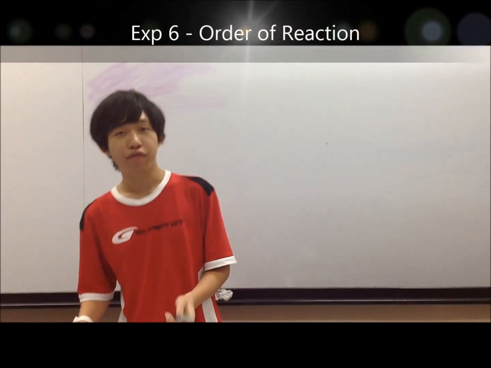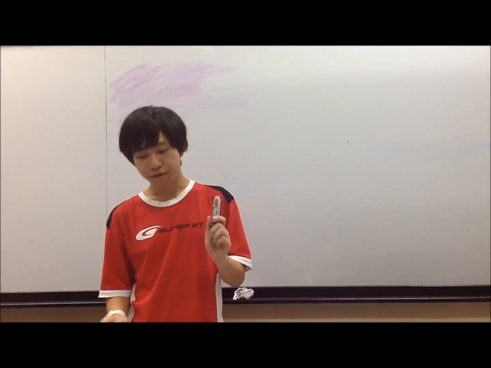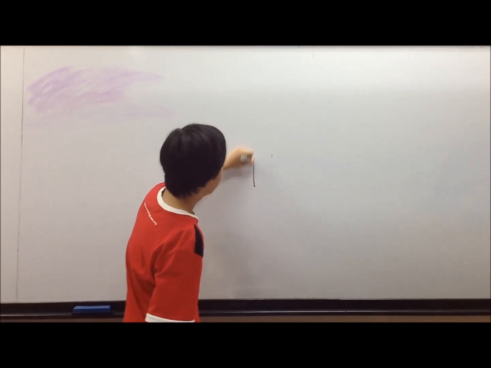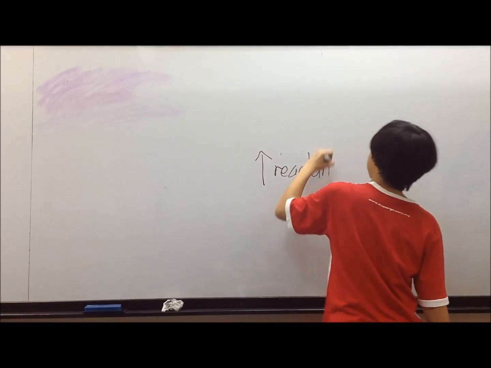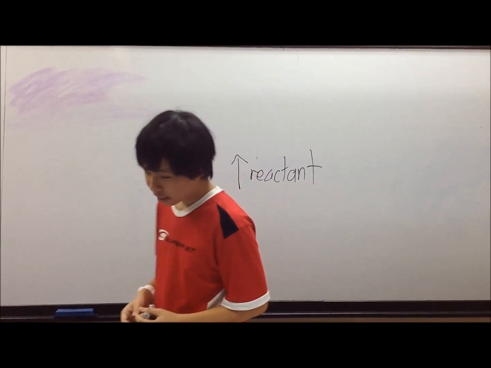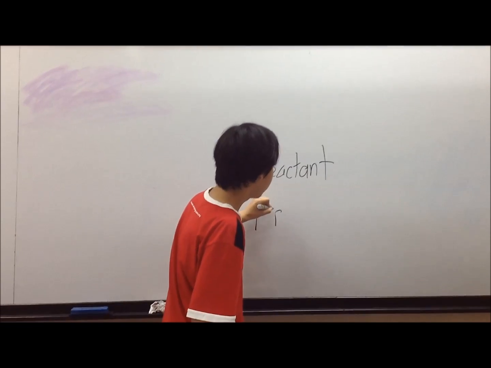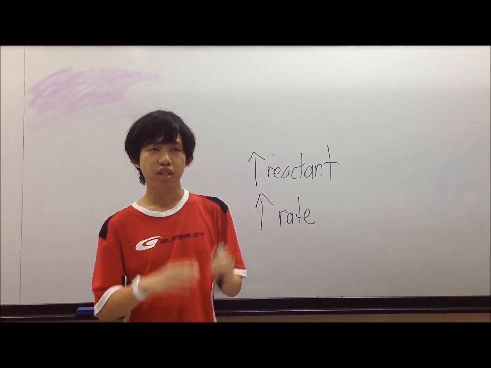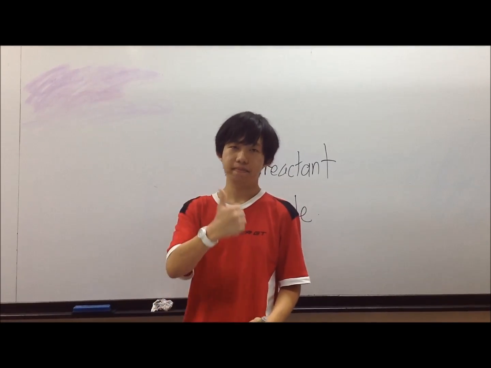Okay, experiment 6. It's regarding the order of reaction. So now for our experiment 6, the main objective will be to determine the order of reaction with respect to sodium thiosulfate, which means when you increase the reactant concentration, which is in this case the sodium thiosulfate, of course the rate of reaction will also increase. So here we are trying to find the order of reaction, which actually shows the relationship between the concentration and the increase in rate of reaction.